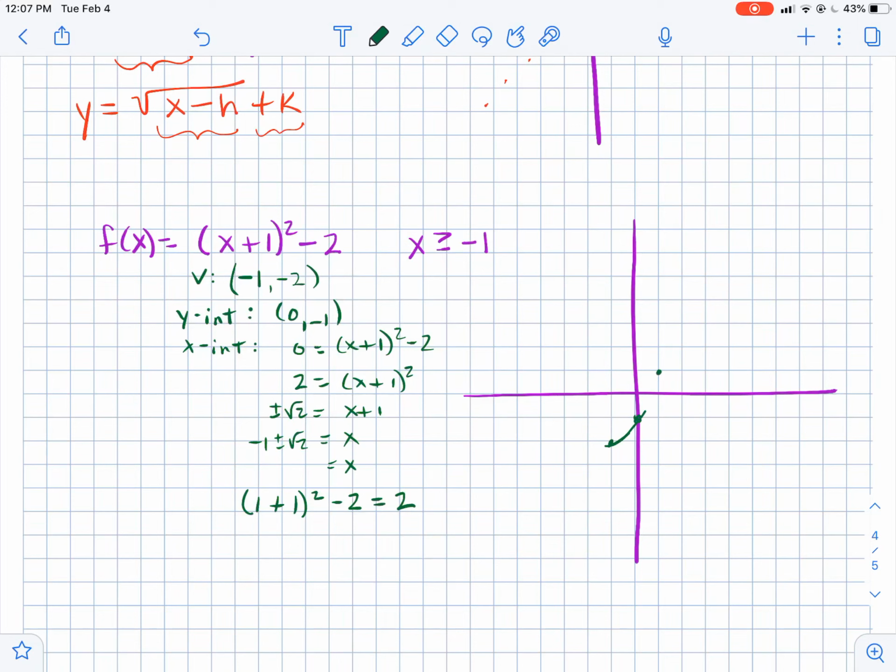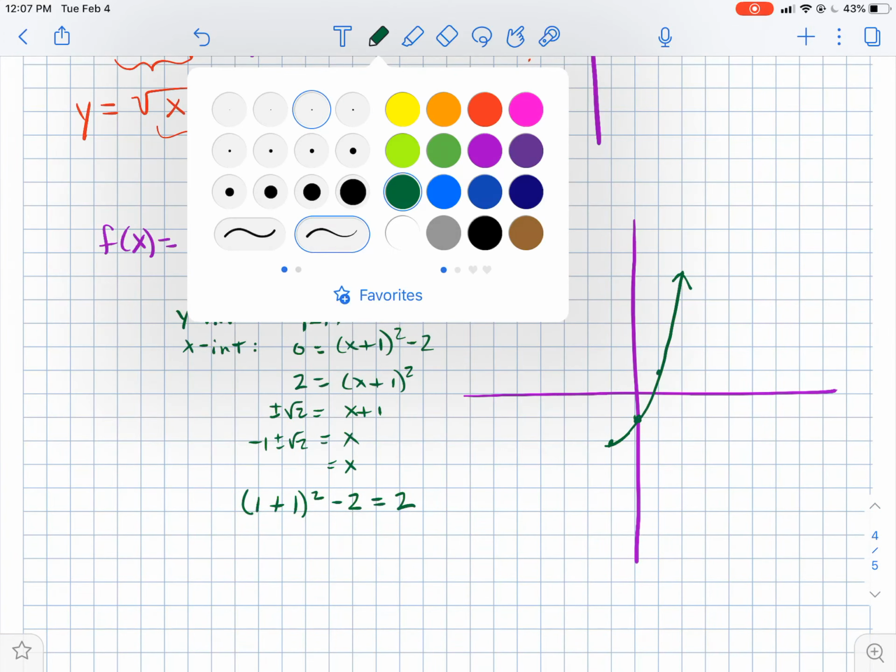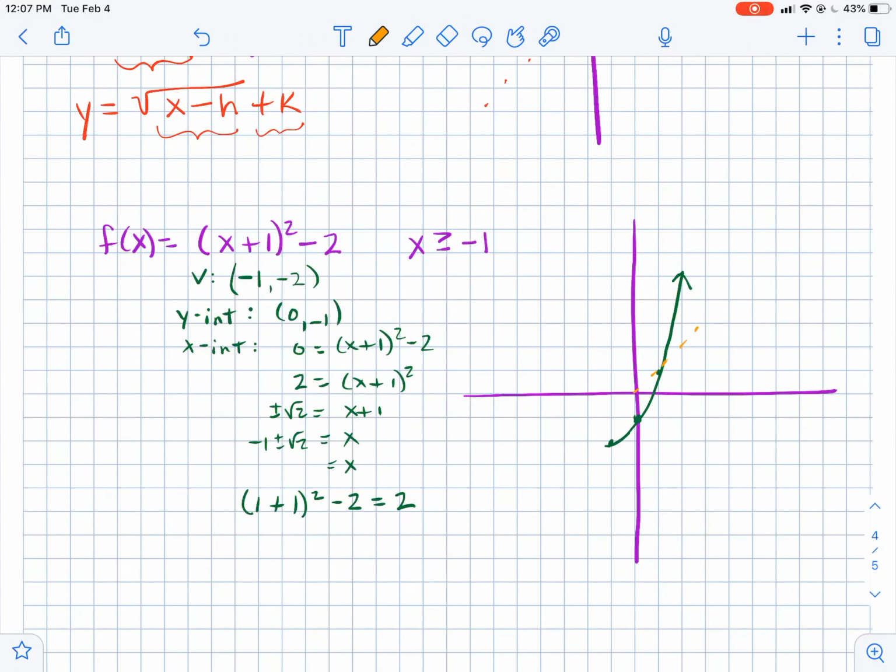So be sure you do curve this. There we go. Okay, so that's what it's going to look like. Now, I'm going to dot in my y equals x line. Whoops, it's kind of a bad dot. There we go.